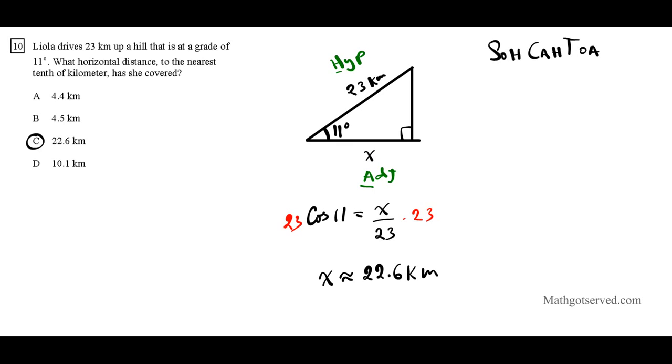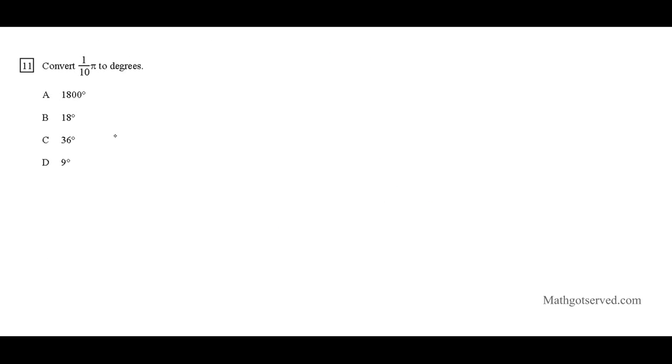All right, let's take a look at question 11. It says convert 1 over 10 pi to degrees. So in this case, we can write 1 over 10 pi as pi over 10, and then multiply by 180 over pi. So the pi's divide out, the zeros divide out. If you multiply across, you have 18 degrees, okay? So the degree measure of 1 over 10 pi radians is 18.